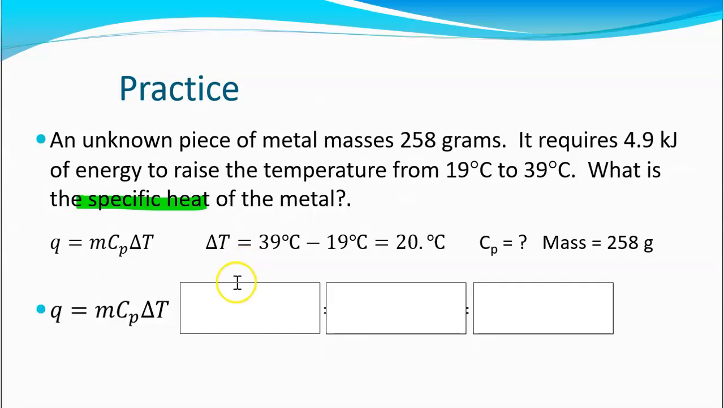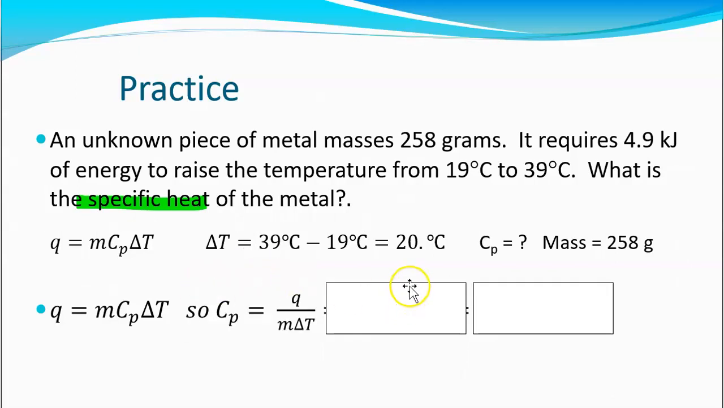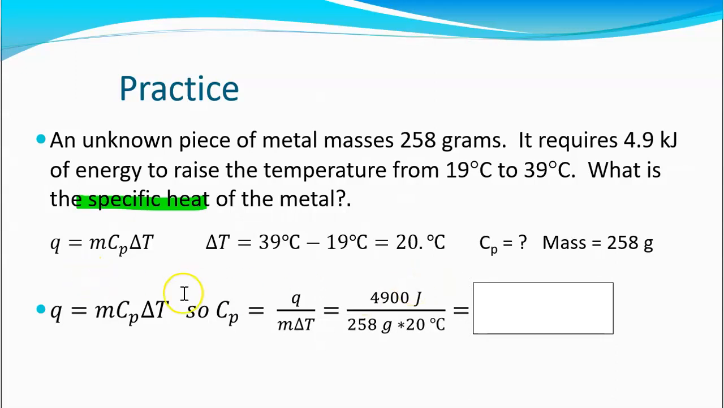So I write it, I solve it, and now I can put my numbers in it. Q is 4.9 kilojoules, and usually specific heat is done in joules per gram per degree. So I'm going to go ahead and change that to 4,900 joules divided by the mass times the change in temperature. Mass is 258, change in temperature is 20 degrees.